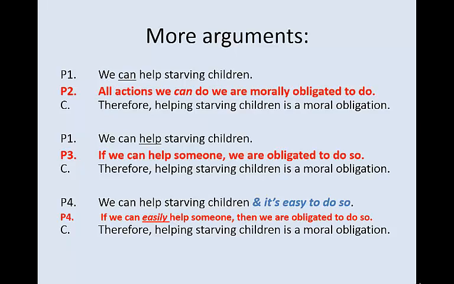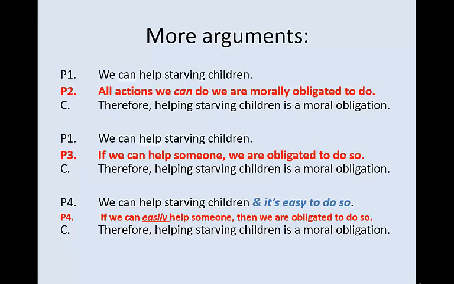All right, for the final attempt, I've changed the first premise a little bit. Suppose somebody adds the general premise: if we can easily help someone, then we are obligated to do so. And then they change the first premise to say, well, we can help starving children, and it's easy to do so. From these both, we could conclude that helping starving children is a moral obligation. I think the premise that I've labeled premise 4 doesn't have the problems the earlier premises had, and so maybe it is true. And so if premise 4 is true, this would be a sound argument.